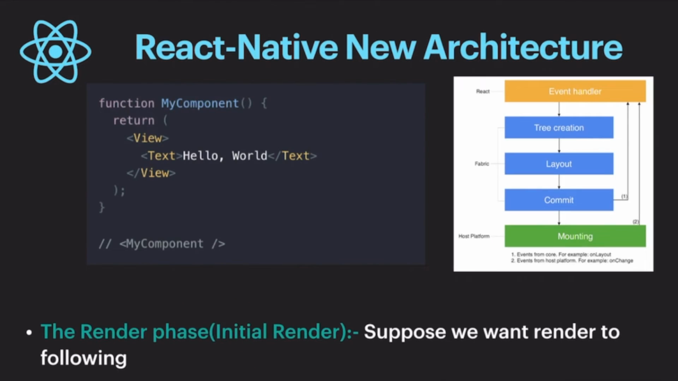So first is the initial phase. Suppose here we want to render hello world. So this is the JavaScript code we use in React Native for displaying the message hello world. Suppose we want to render the following code in React Native. So under the hood, how does it work? We will discuss it here.